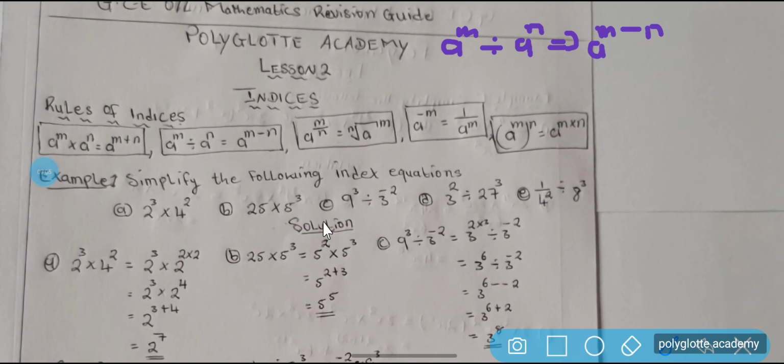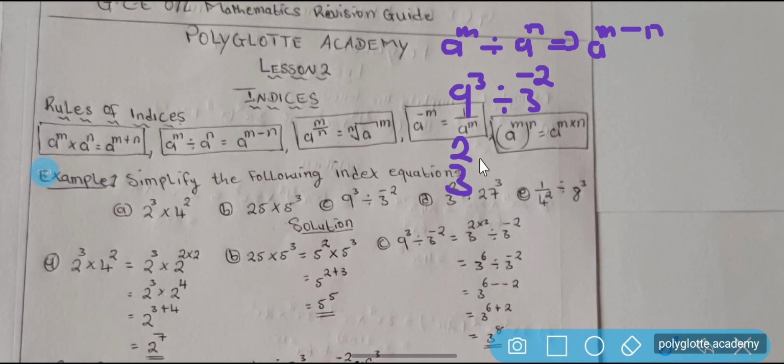So let's take, for example, Example C. We have 9 to the power 3 divided by 3 to the power minus 2. We need to make sure that we put 9 in index form, and to put 9 in index form, we are going to have 3 to the power 2.